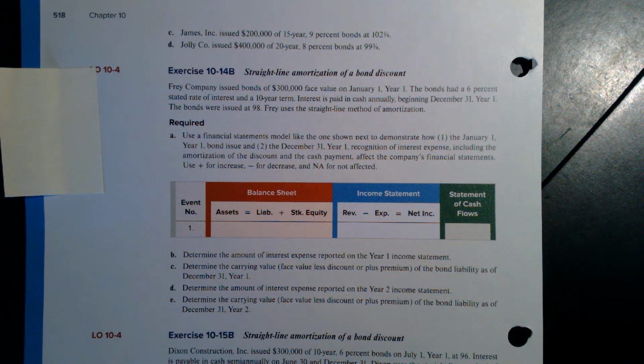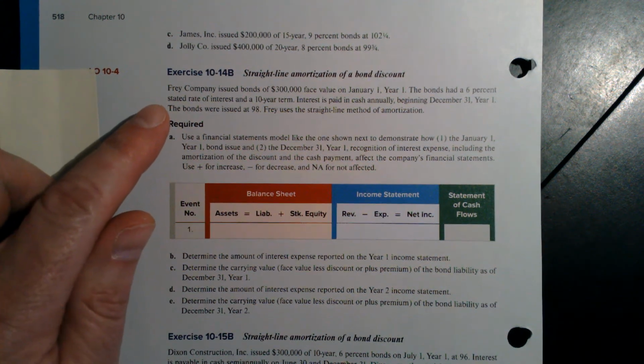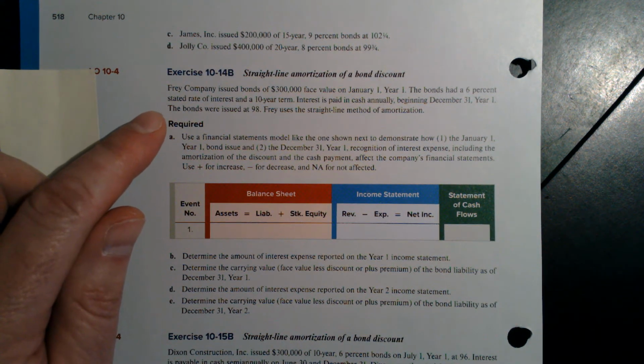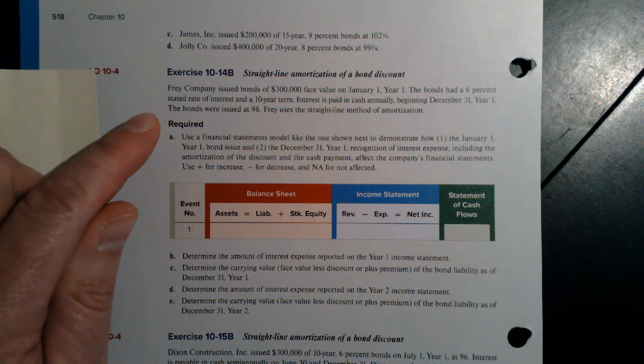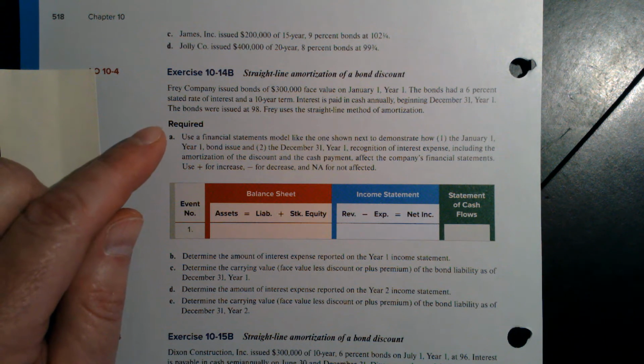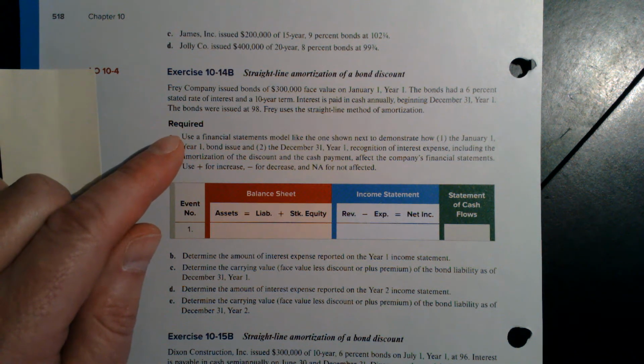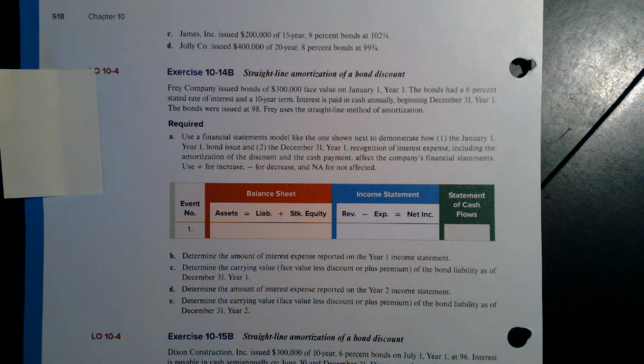Okay, let's take a look at exercise 10-14B. So in this case, Freight Company issues bonds of $300,000 face value on January 1, year 1. Bonds had a 6% rate of interest in a 10-year term. Interest is paid in cash annually. The bonds were issued at 98, and they used the straight line method of amortization.